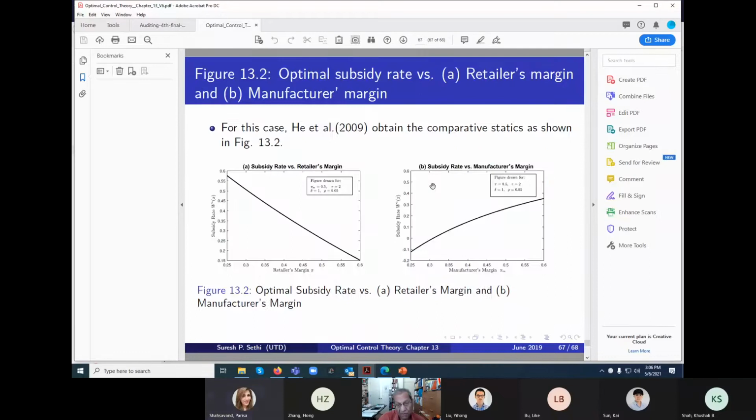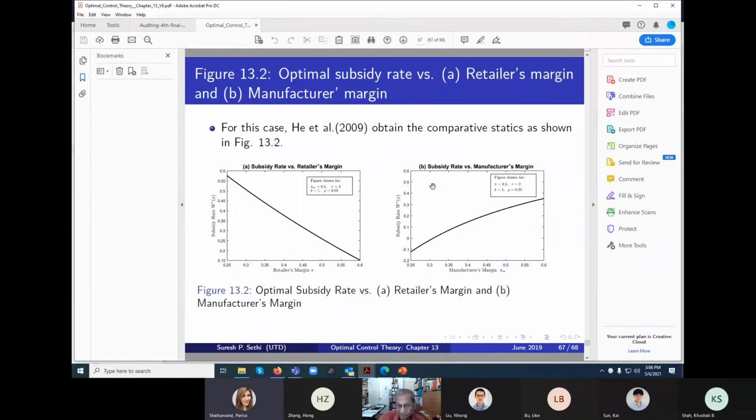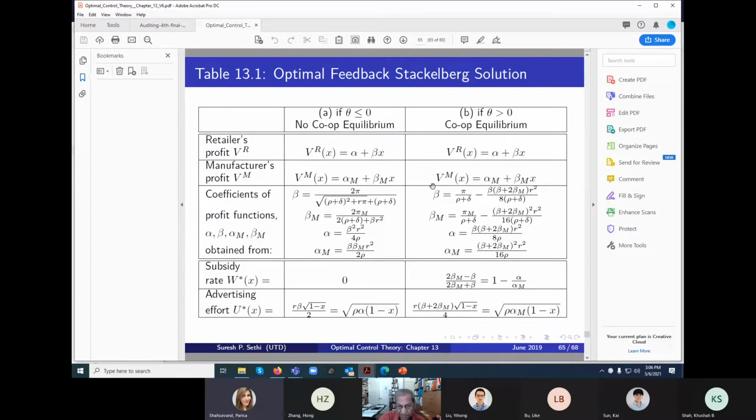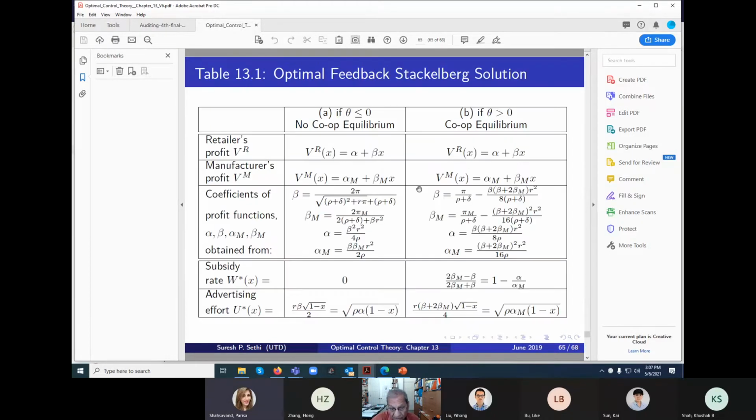Professor, I'm a little confused with these models. We have found the optimal W and the optimal control U star, and the value for the retailer and the manufacturer. How do we find, as in our assignment, the optimal market share over time? Yes, optimal market share over time.